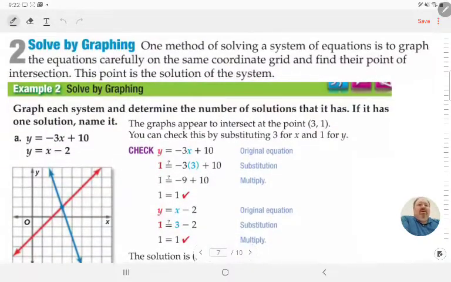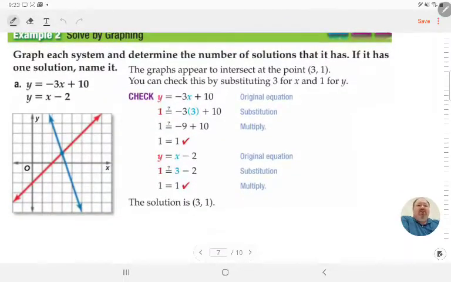Number 7. The method of solving a system of equations is to graph the equations carefully on the same coordinate grid and find their point of intersection. This point is the solution of the system. So we are to graph each system and determine the number of solutions that it has. If it has one solution, name it. So we have y equals negative 3x plus 10, and we have y equals x minus 2. So we would need to graph both of those.